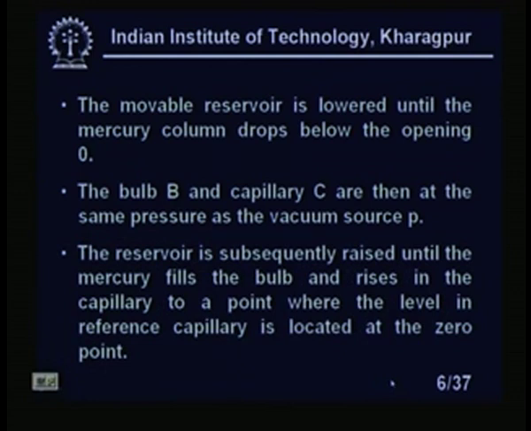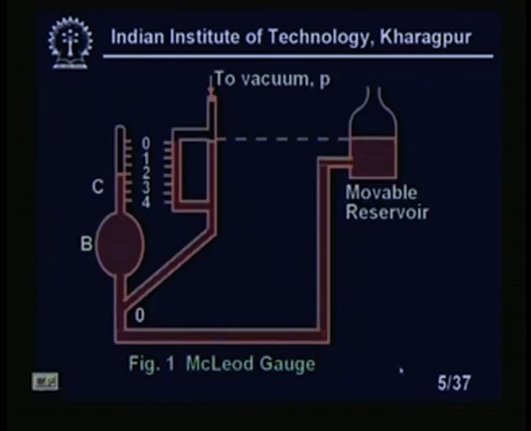The reservoir is subsequently raised until the mercury fills the bulb and rises in the capillary to a point where the level in the reference capillary is located at the 0 point. What is that reference capillary? Let us look again. This is our reference capillary. So, until the mercury column in this reference capillary comes to this 0 level, I will move the reservoir up and up, right. Once it comes to this 0 level, I will stop moving the reservoir in the upward direction, right.